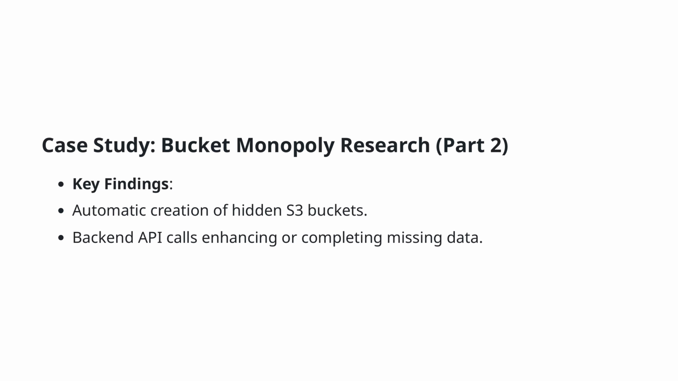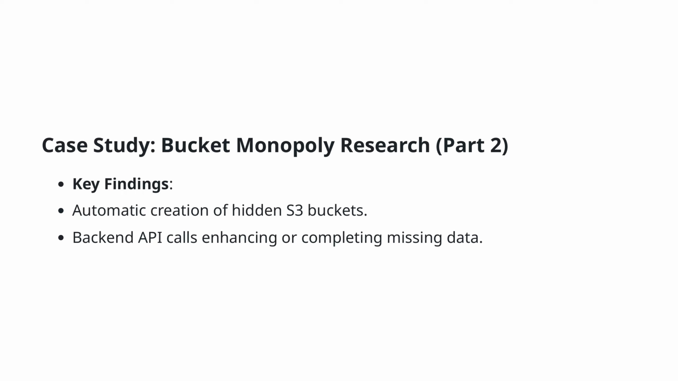In this part of our case study on bucket monopoly research, we'll focus on the key findings. Researchers identified that hidden S3 buckets were being automatically created. Additionally, backend API calls played a role in enhancing or completing missing data. These findings spotlight the sophisticated methods used to exploit AWS vulnerabilities, emphasizing the need for vigilant monitoring and robust security measures to safeguard resources.